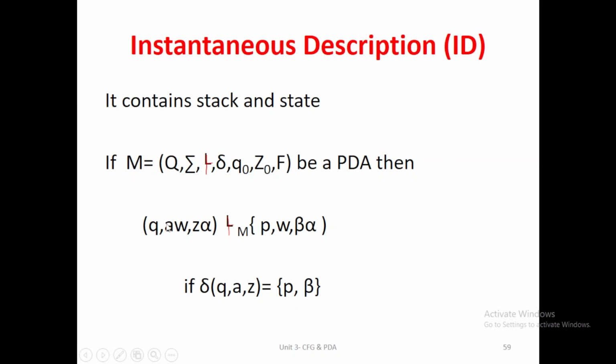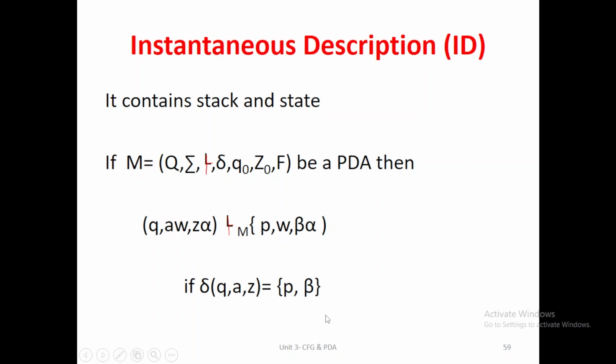And if the input string is AW, I want to check whether AW is accepted by the push-down automata M. Q is the current state, and I want to check whether the AW input string is accepted by this PDA M. Now the stack contains the topmost 2 values, Z alpha. So I want to check the notation. Currently the first state is Q, the first input symbol that should be checked by the finite state control is A, and the topmost value is Z. So Q, A, Z.